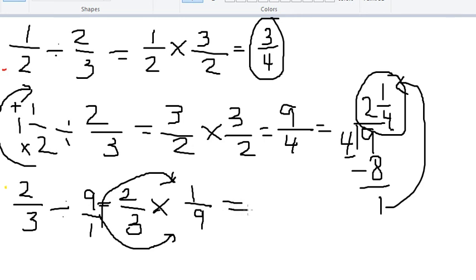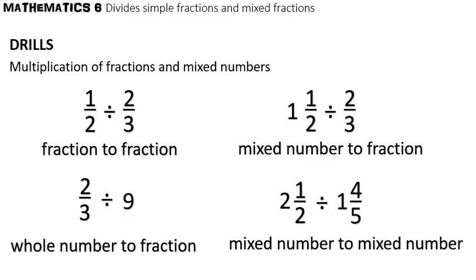And then, tignan natin kung meron tayong pwedeng i-cancel. So, in this case, wala naman. So, gawin natin 2 times 1 is equals to 2. Then, 3 times 9 is equals to 27. So, answer is 2/27. Okay? Next. How about yung mixed number to mixed number?